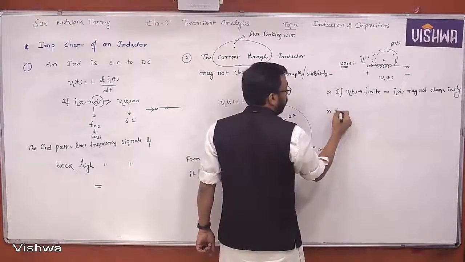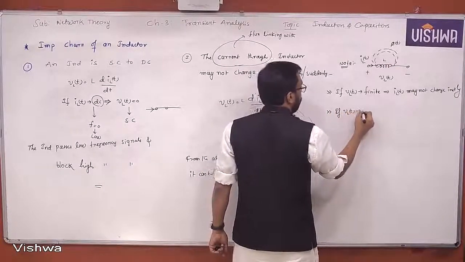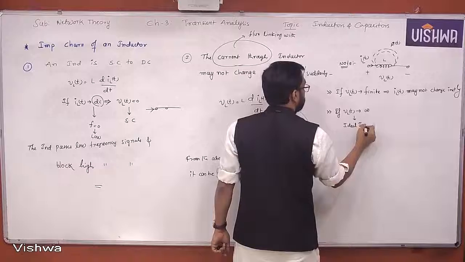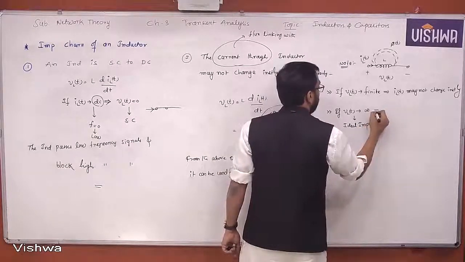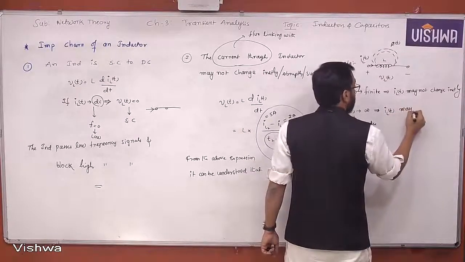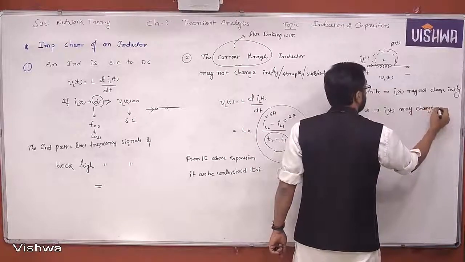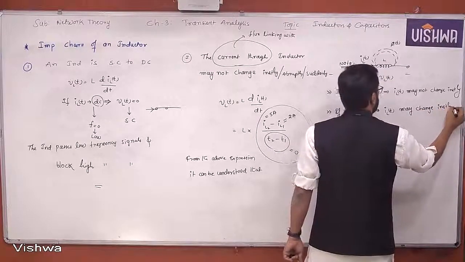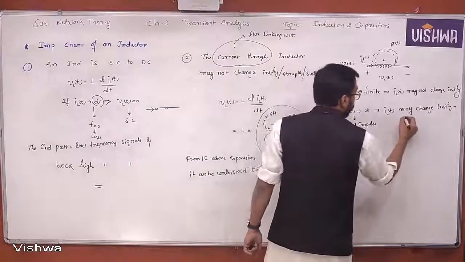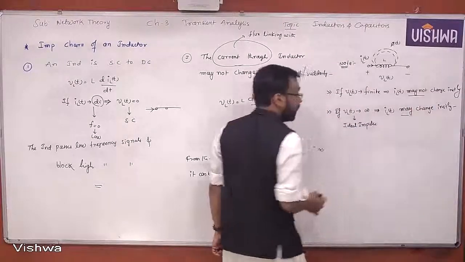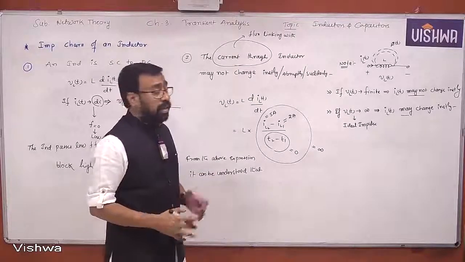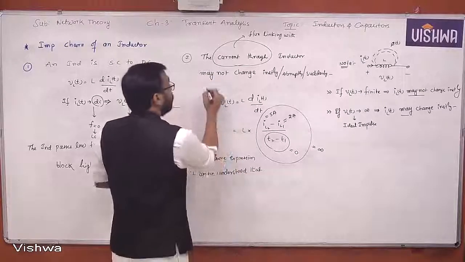Second point: if VL of t is infinite, nothing but ideal impulse, then IL of t may change instantaneously. This is a very, very important point. May change instantaneously, may not change instantaneously. We do not know the background of that voltage, whether it is finite or infinite. That is why carefully we are giving a statement that may not change.